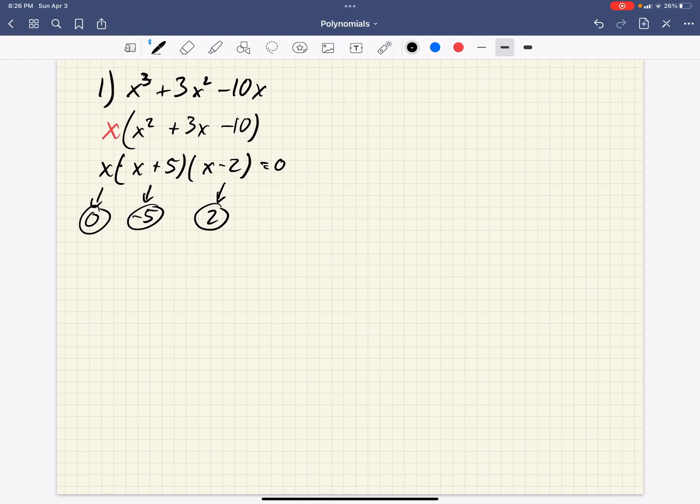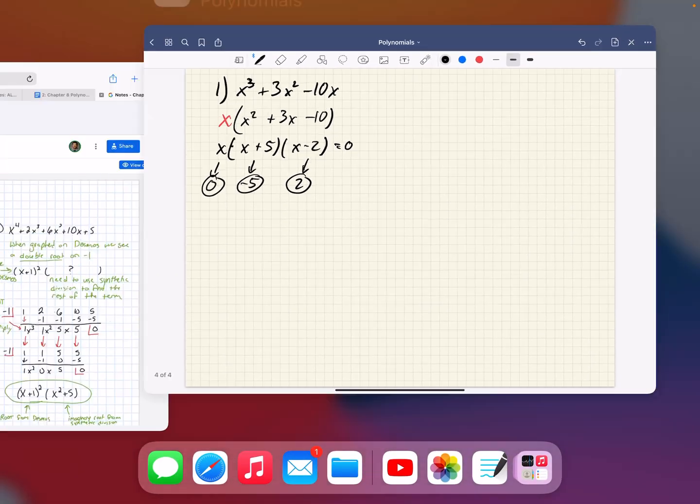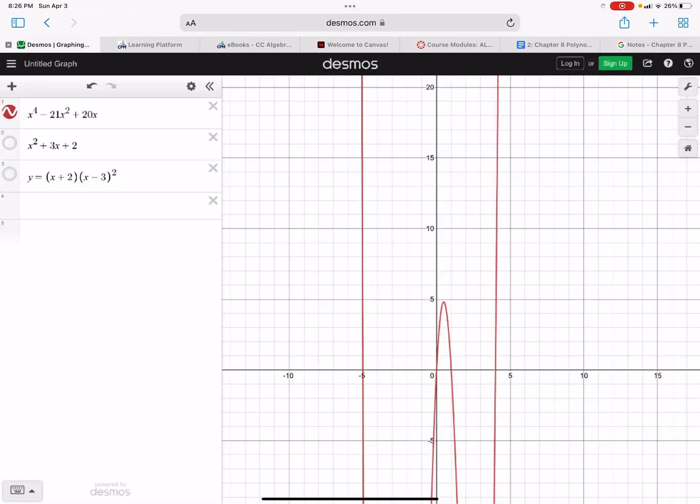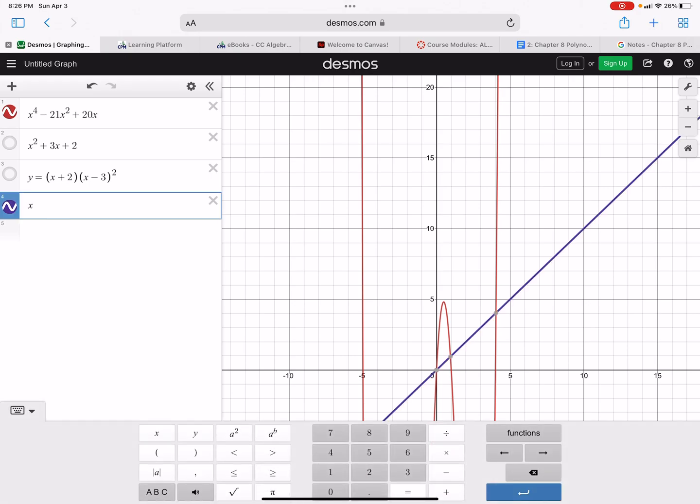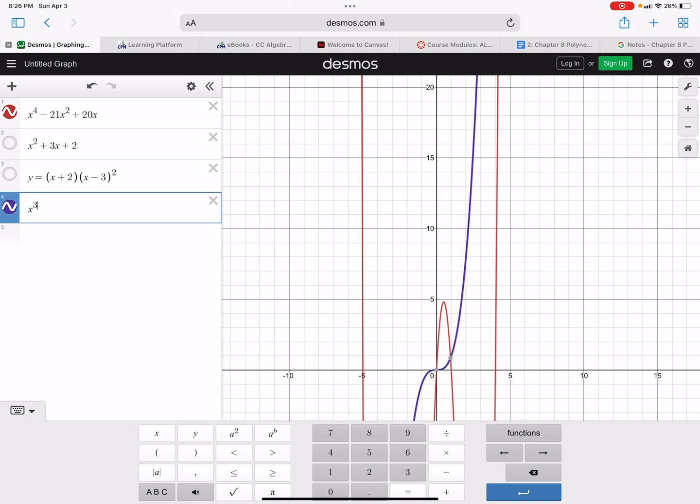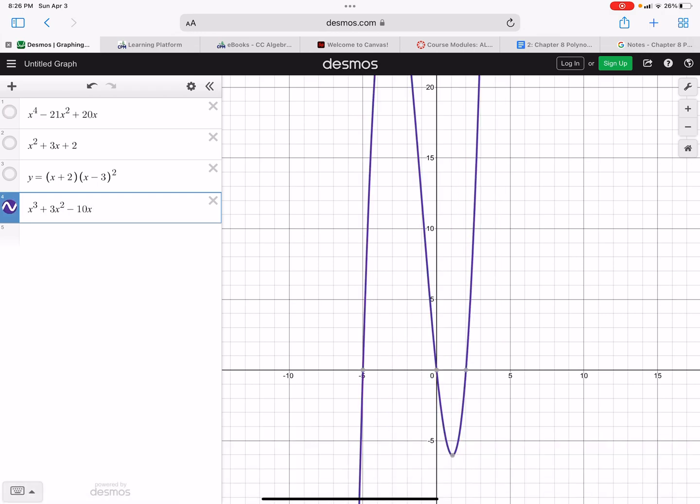And if you feel great factoring, if you love just factoring, then go nuts. However, another alternative would honestly be to start off by graphing it, right? We start off by plugging it in. Okay, let's jump over here to Desmos. Let's plug this bad boy in. So we're going to go x cubed plus 3x squared minus 10x. We'll turn that other one off.